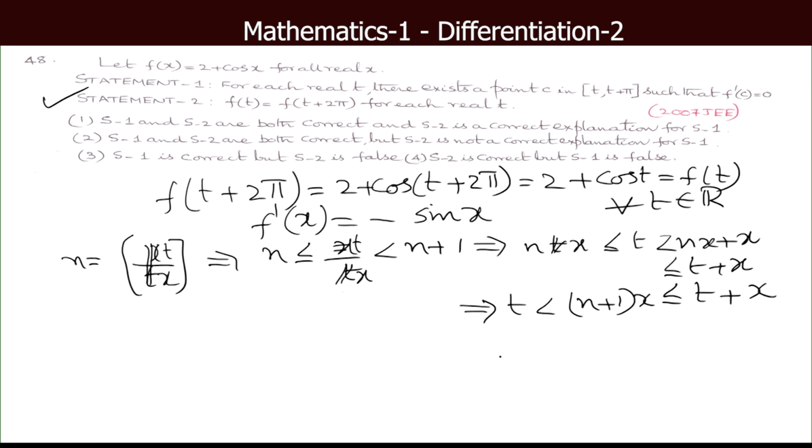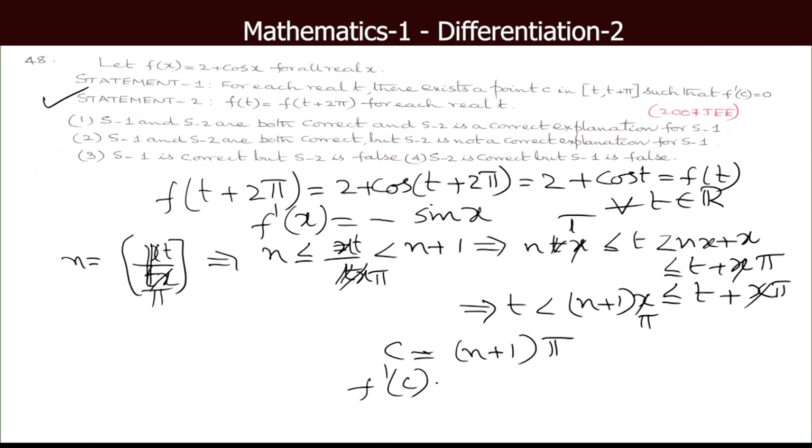Let us take this x as pi. x can be anything, but taking pi makes it easy for us. So x is pi, since t plus pi is given here. So in the closed interval t to t plus pi, there is n plus 1 into pi. Now choose c equal to (n plus 1) into pi. Then c is a multiple of pi. Therefore f dash at c is minus sin c, which equals 0, because c is n plus 1 into pi. Clearly there exists a point in t to t plus pi.